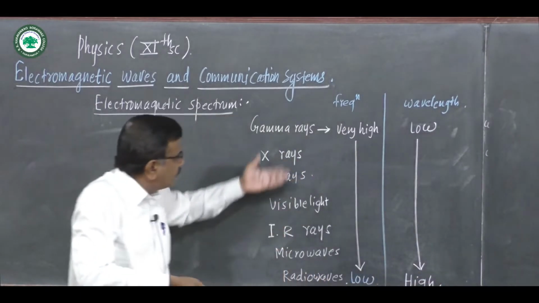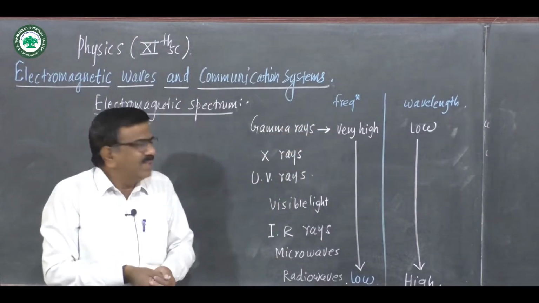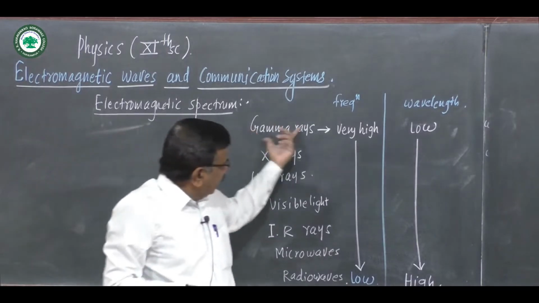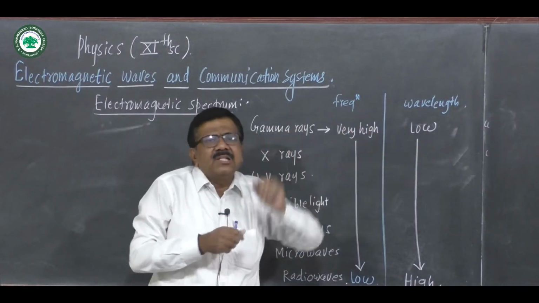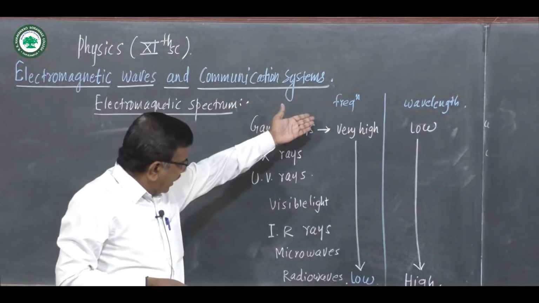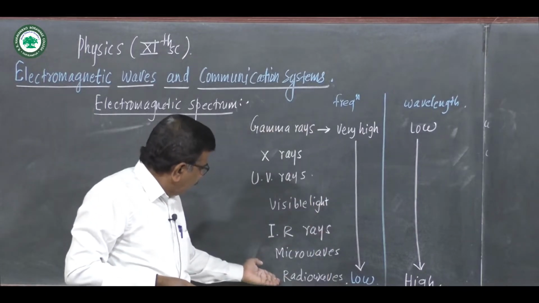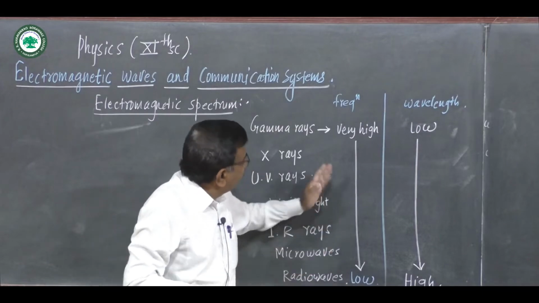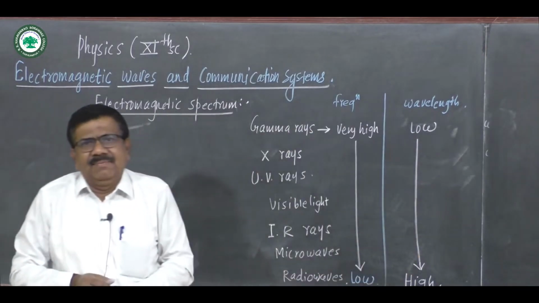They are arranged according to their frequency or wavelengths. There is an inverse relation between frequency and wavelength. For gamma rays, frequency is high, wavelength is low. And as we go downwards, the frequency of radio waves is low, but its wavelength is high.